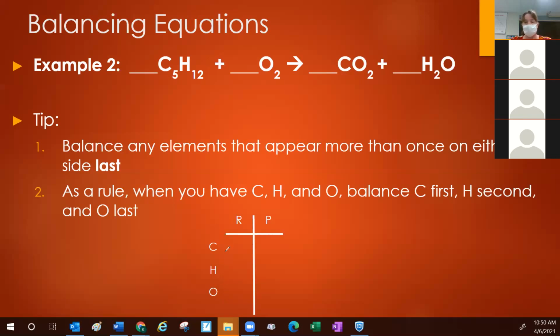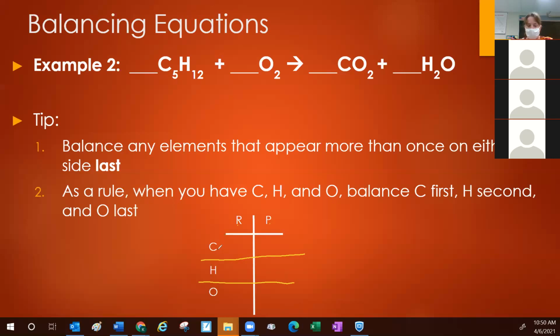But if you do them in this order, they're really not bad. Okay, so carbon, hydrogen, and oxygen, we're going to balance them in that order. We set up our T chart. We've got our reactants, our products, our T, and then carbon, hydrogen, oxygen listed. I'm just going to add lines here so that it's easier to keep track of our numbers. All right, so now it's just the same process that we did before.